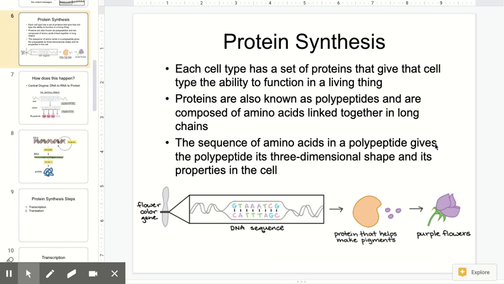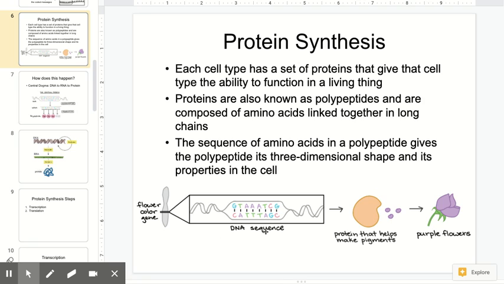And if you recall way back, proteins are also known as polypeptides, and they are made up of amino acids. Amino acids are these little pieces that get linked together to form polypeptides. And polypeptides get folded up into unique three-dimensional shapes, and what we call essentially a protein. It is the order or the sequence of those amino acids in a polypeptide that gives that protein its three-dimensional shape and its really important properties.